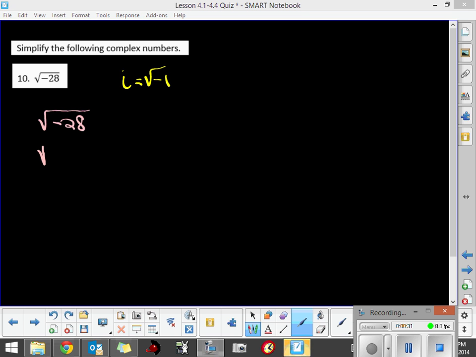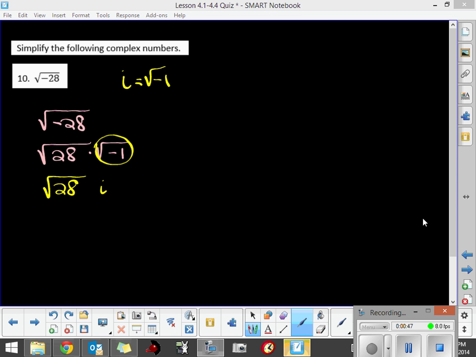So the square root of -28, we're going to use some flexibility in our thinking of how that can be written. The square root of -28 could be written as the square root of 28 times the square root of -1. That is still the square root of -28. But we're going to use our newly defined number. The square root of -1 is i, and now we've got to work with our square root of 28.